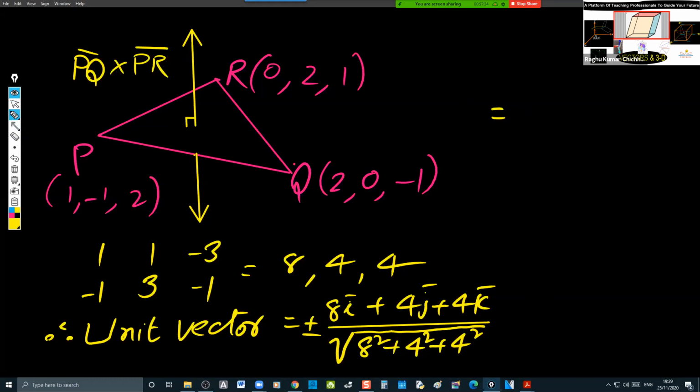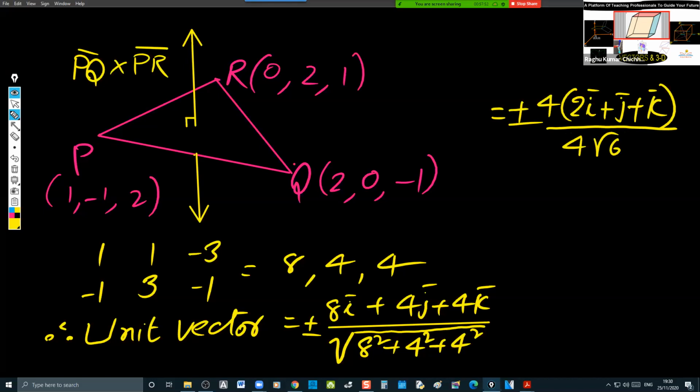Take 4 common: 2i plus j plus k. And the denominator is root 96, which is 4 root 6. So your answer is plus or minus 1 by root 6 into 2i plus j plus k. That's it. That is the answer.